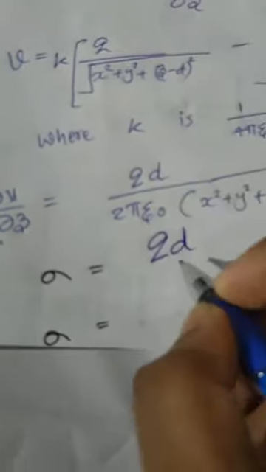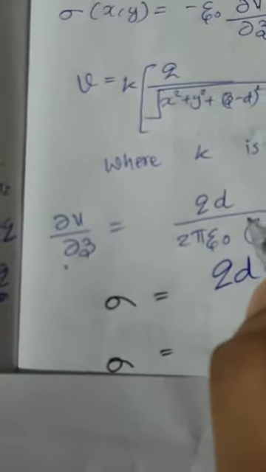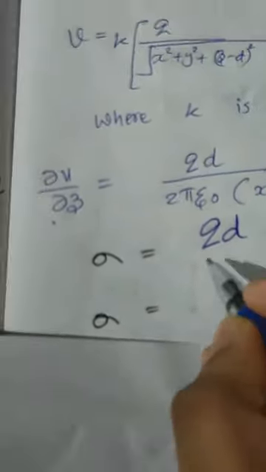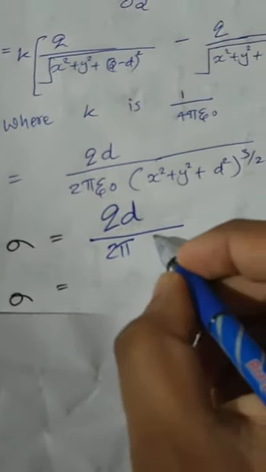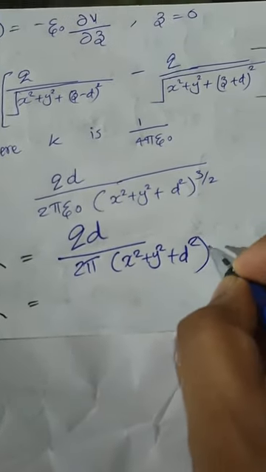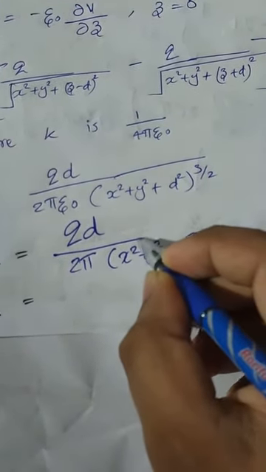So what we end up with is sigma equal to this. We have epsilon here and epsilon here, and that gets killed off. So we have qd, and then 2 pi and (x squared plus y squared). This is what we have.